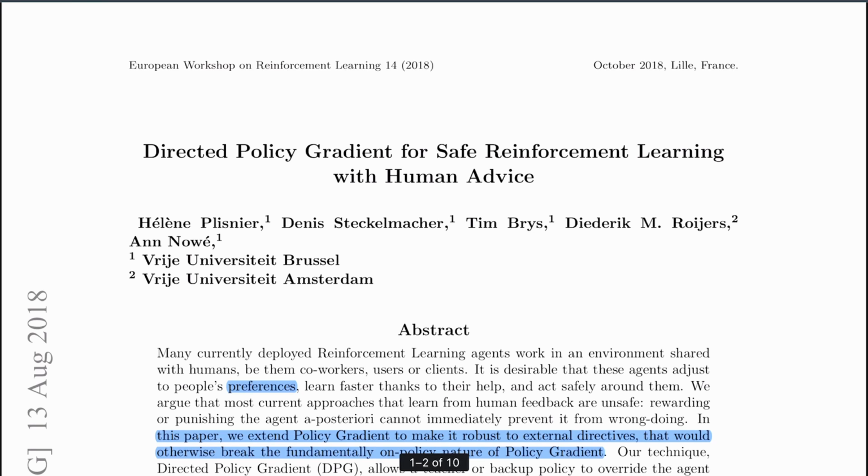Hey everyone, today I'll be talking about this paper, Directed Policy Gradients for Safe Reinforcement Learning with Human Advice. This paper is by Helene Plisnier, Denis Steckelmacher, Brys, Diederik Roijers, and Nowe. Although this is a workshop paper, I've picked this up for a couple of reasons. First being the simplicity of the idea, followed by a really good discussion section, both in evaluation as well as introduction. So let's begin with it.